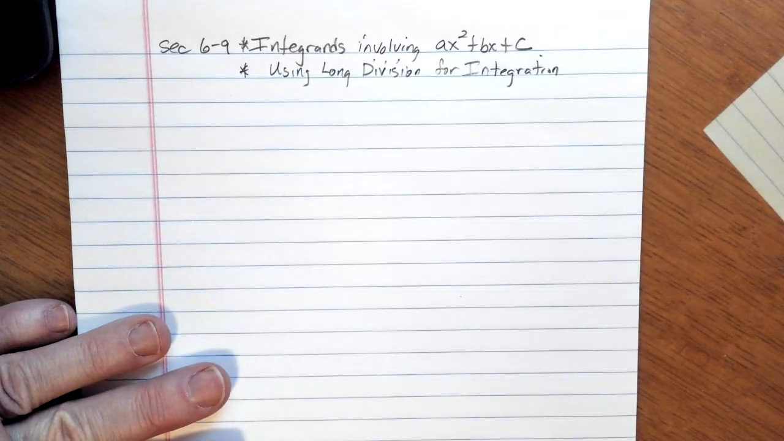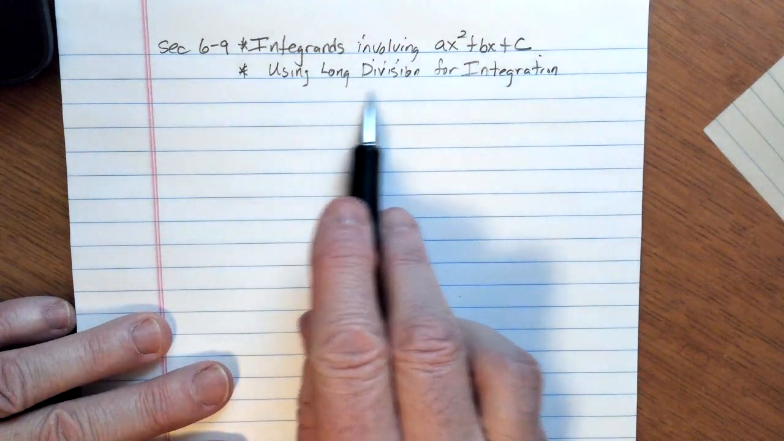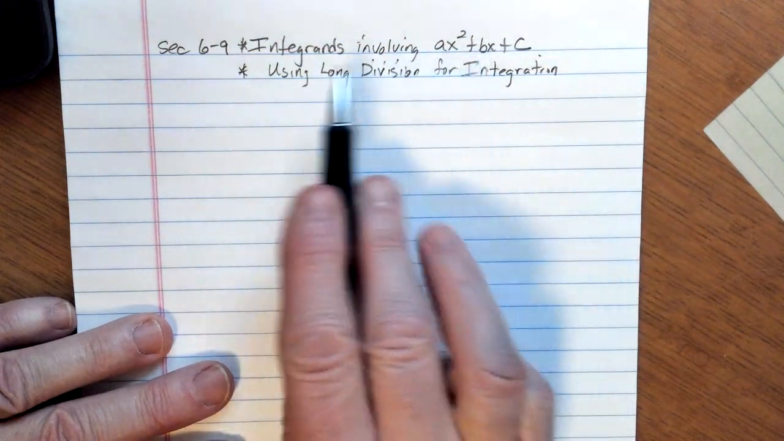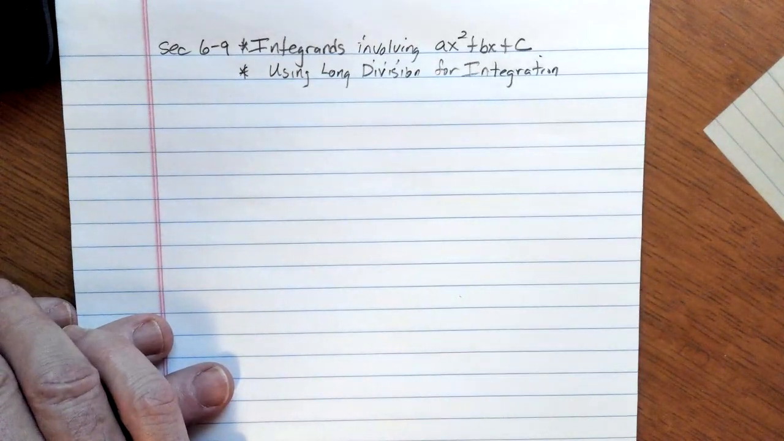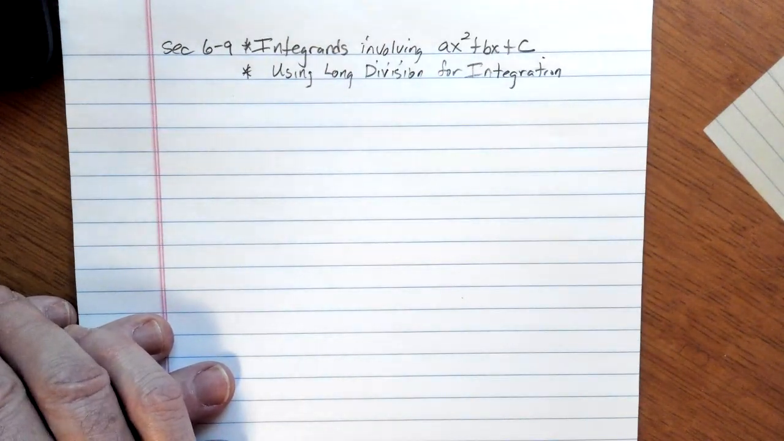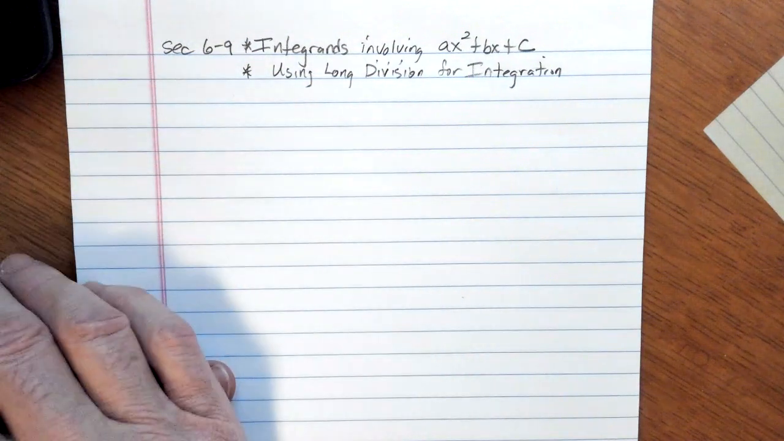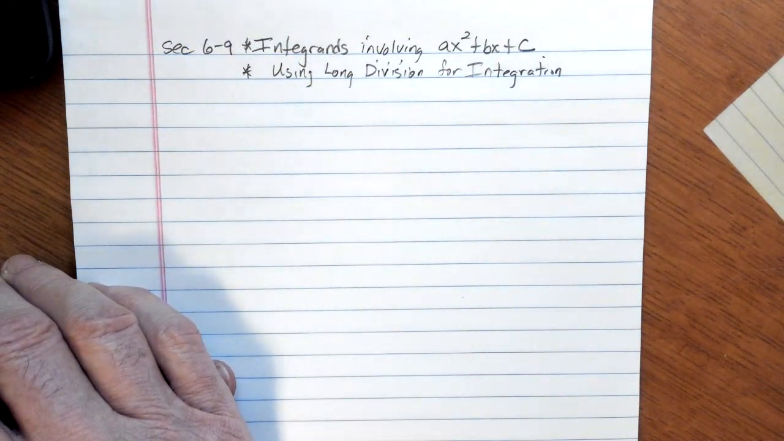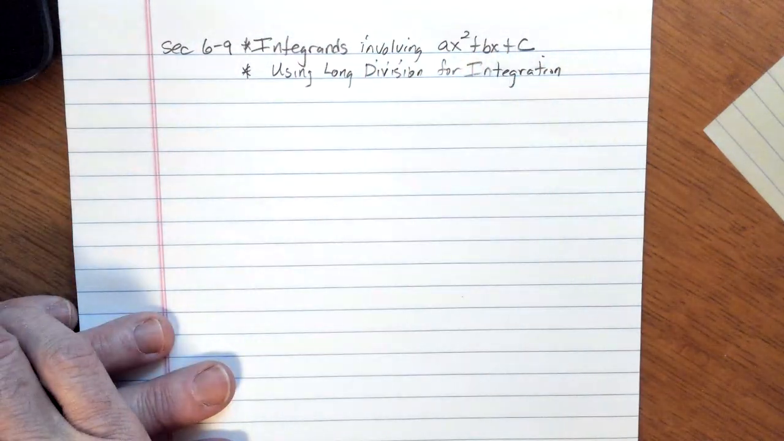Hi, today we're going to look at section 6.9, which involves integrands involving a quadratic and also using long division for integration. Sometimes our techniques of just letting u be something doesn't lead to results that we can actually do the integral. And so there's other techniques, and these are two of them that we're going to look at today. First of all, we'll go back to involving the quadratic.